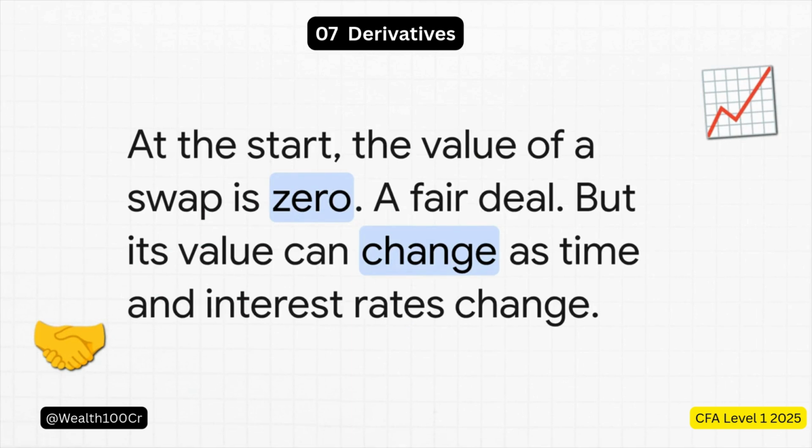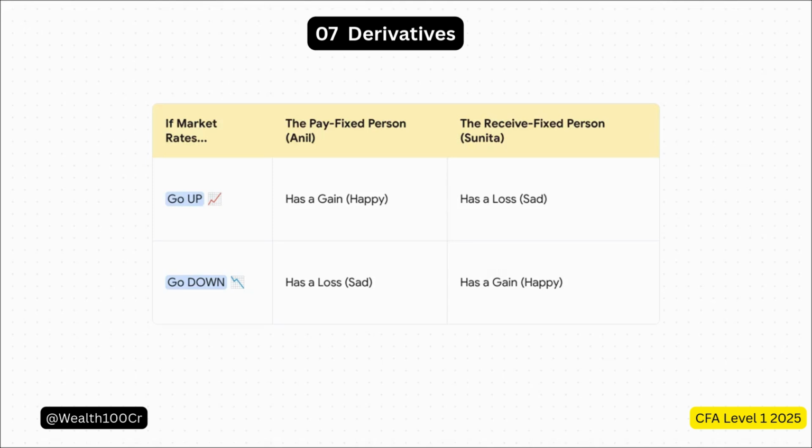It's like when a cricket match starts. The score is 0-0. But as time goes by and interest rates change, the value of the swap also changes, just like the score in a cricket match. So let's see this cricket match. Who is happy and who is sad when the rates change?